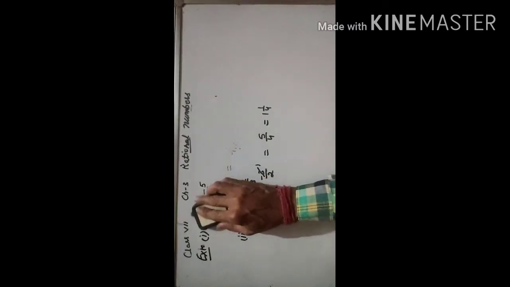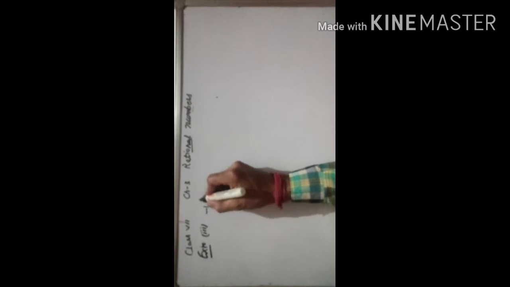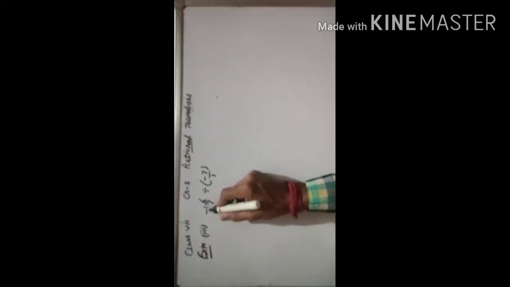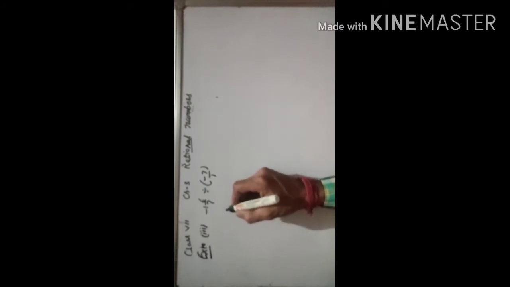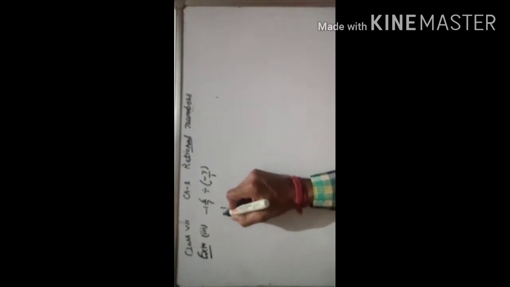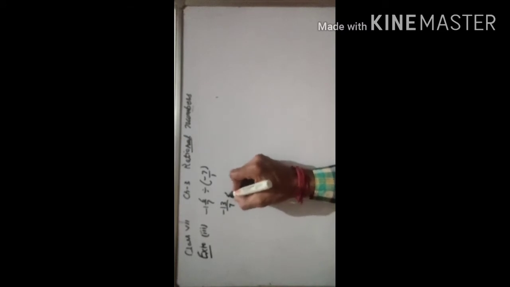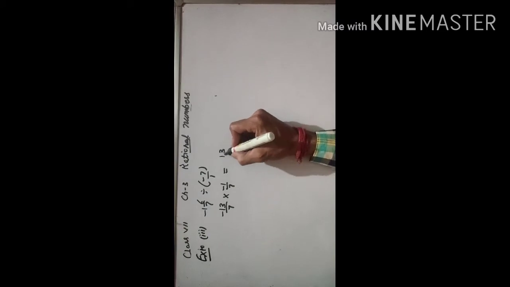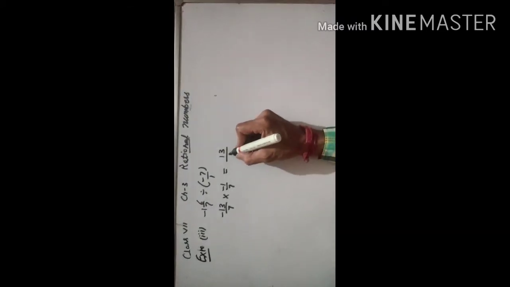Third part is minus 1 6 by 7 divided by minus 7. Minus 7 means minus 7 upon 1. So first convert this mixed fraction into an improper fraction. Minus 13 by 7 into minus 1 by 7, that is 13. Minus 13 into minus 1 is 13 upon 49.